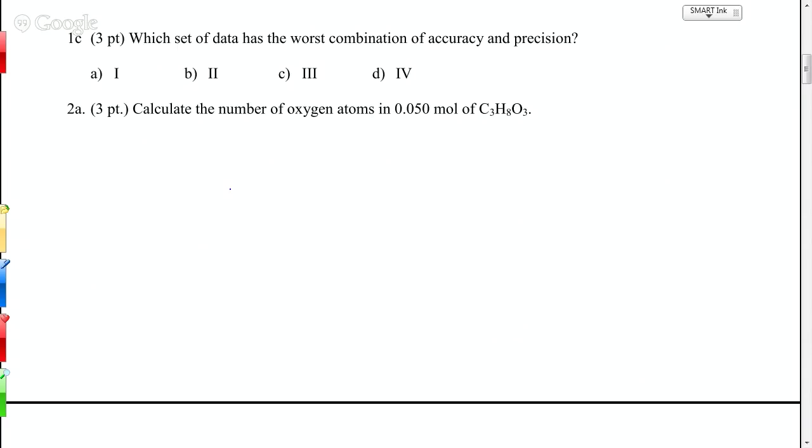Did anybody get this one? Yeah, how did you get it? Since there's 3 oxygen atoms in 1 molecule of this, that means that there's 3 moles for every 1 mole of this. So I multiplied the 0.050 by 3. Yeah, so 0.050 moles of this, if we write the whole thing out here.